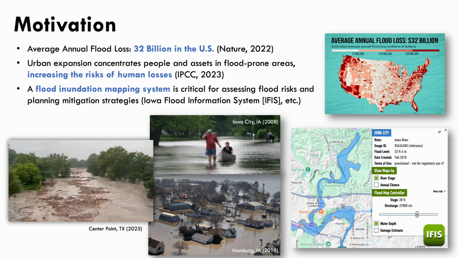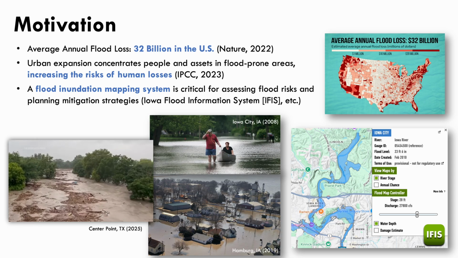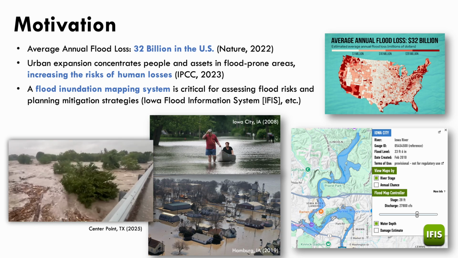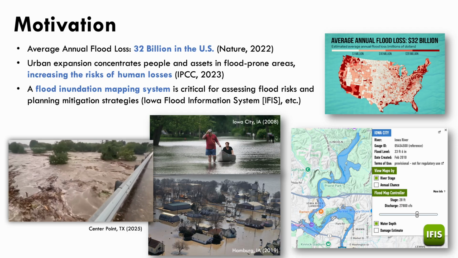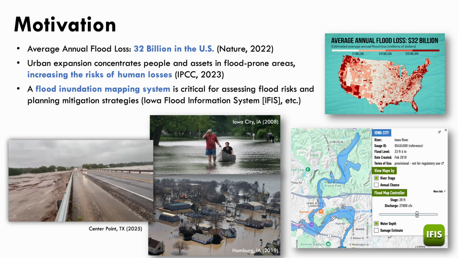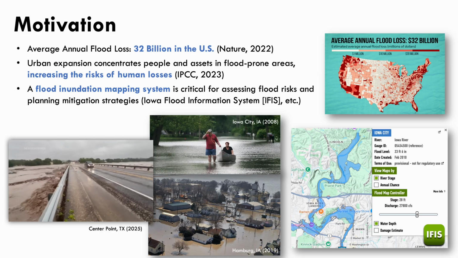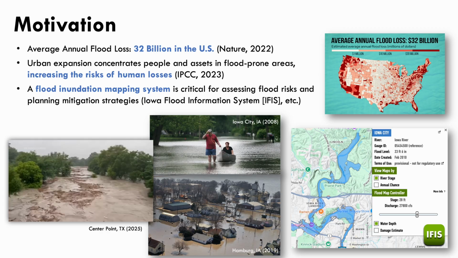Flooding is one of the most widespread and costly natural disasters, causing tens of billions in damage each year. With extreme weather events on the rise, these impacts are expected to grow. A flood inundation mapping system is critical for assessing flood risks and planning mitigation strategies. An example of this is the Iowa Flood Information System as shown in the bottom right figure.